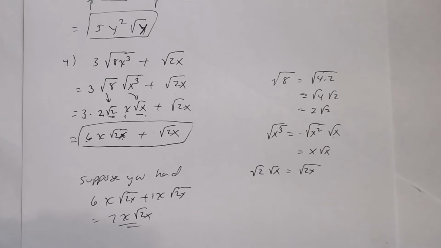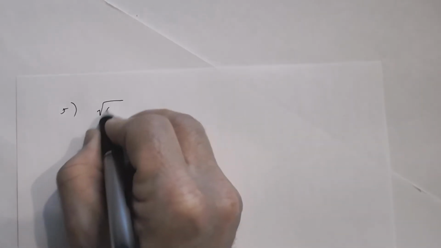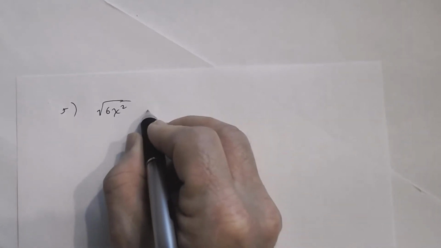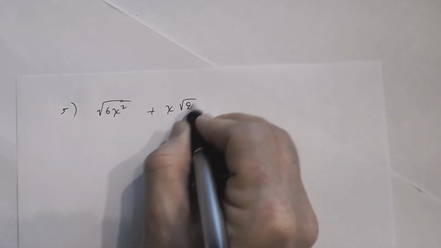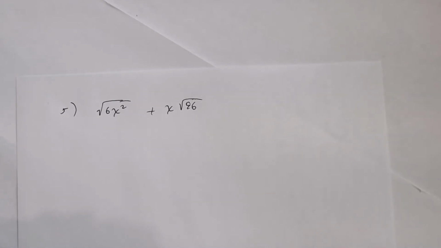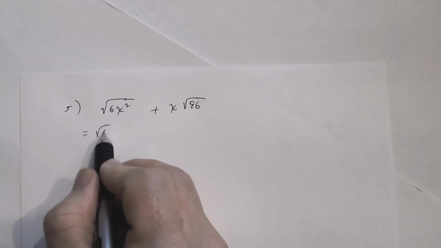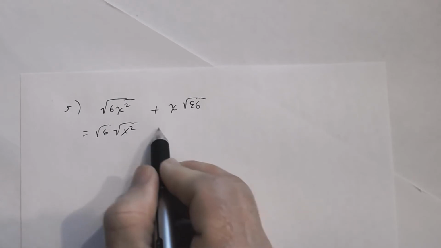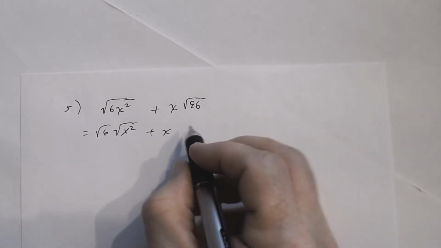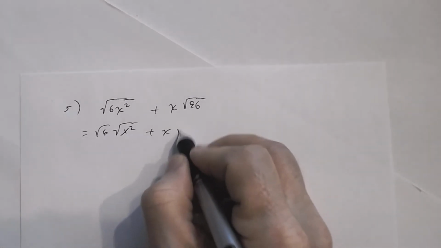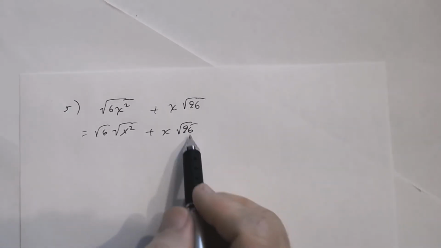Number 5, let's suppose we had this for number 5. So let's suppose we had the square root of 6x squared plus x square root of 96. So square root of 6x squared plus x square root of 96. Okay, so again, let's use the product rule to help us. So this will be the square root of 6 times the square root of x squared plus x, and then let's go ahead and just rewrite this as 96 since there's no variable there.